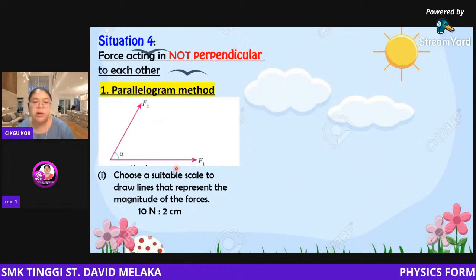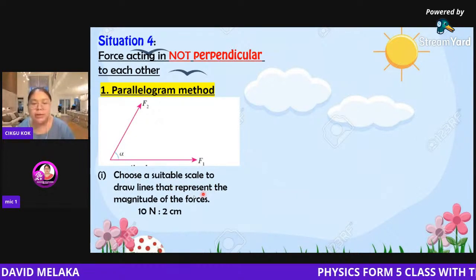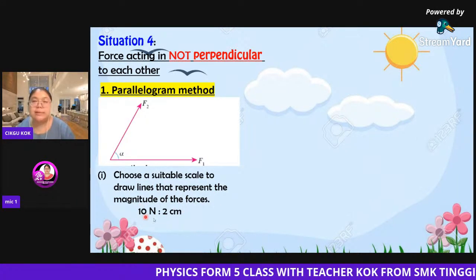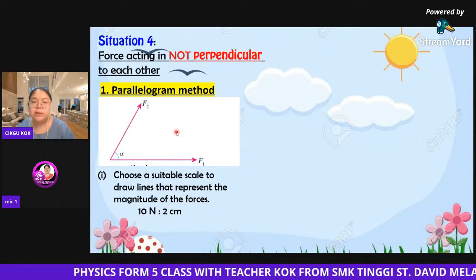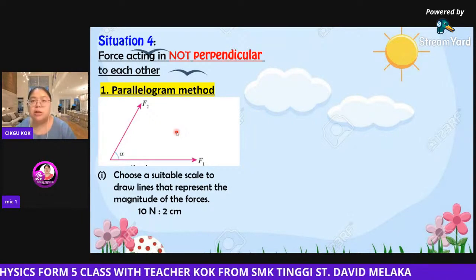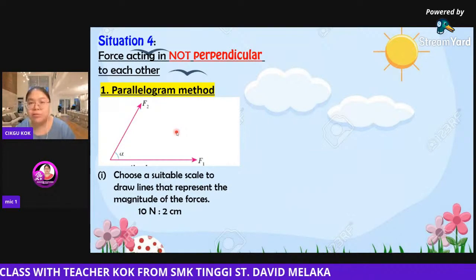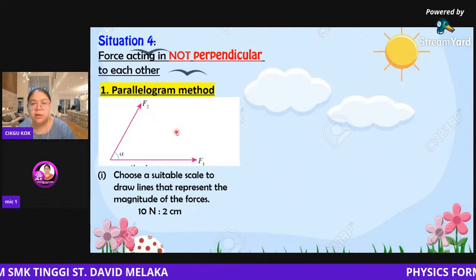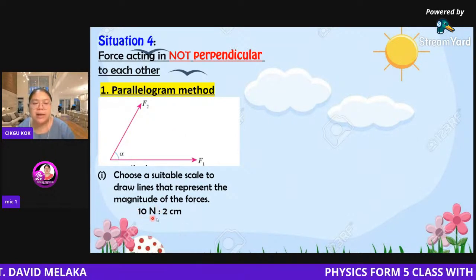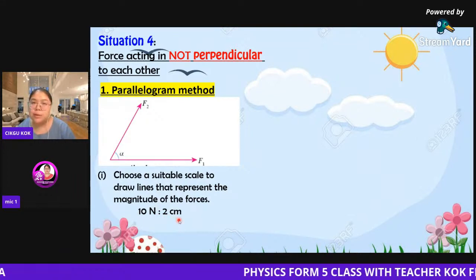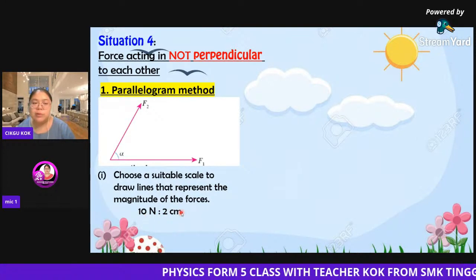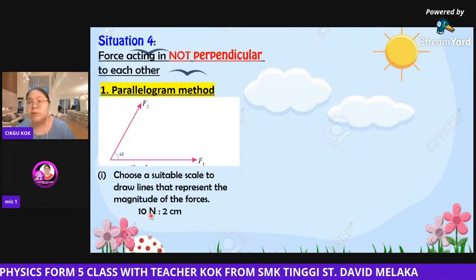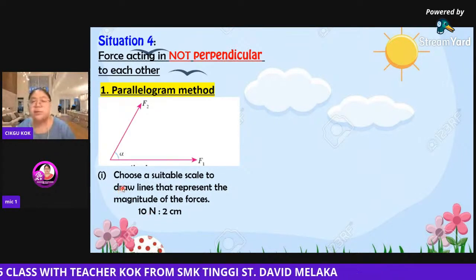First, they want you to choose the scale, draw a line to represent the magnitude of the forces, 10 Newton, 2 cm. Just like this one. This one is an example. Because sometimes the question gives you 500 Newton. You don't tell me you want to draw 500 cm. So that means you must use a scale to represent the drawing. For example, I said 10 Newton is 2 cm. So if they say 20 Newton, then you draw 4 cm only. Okay, so the first step, you set the scale.